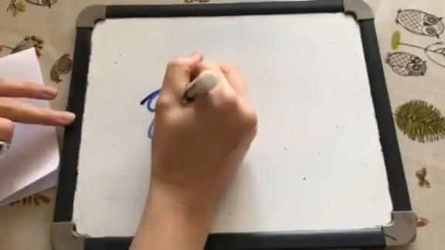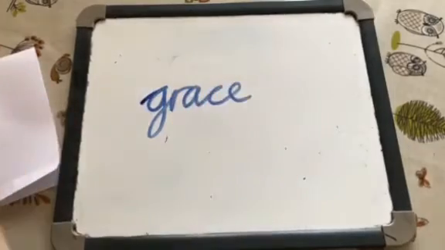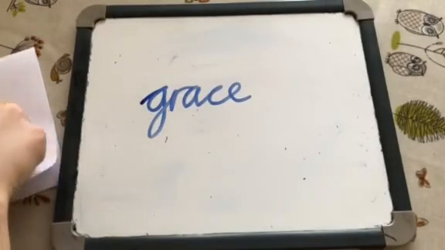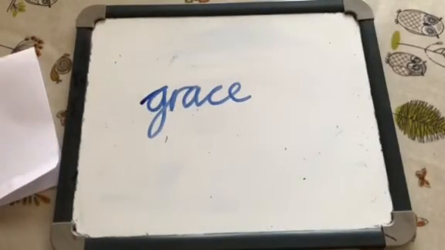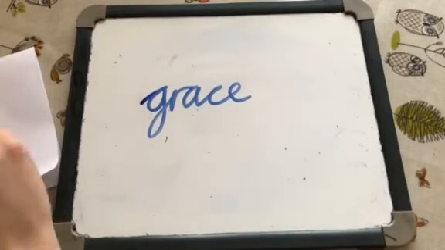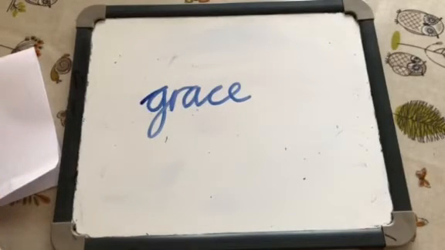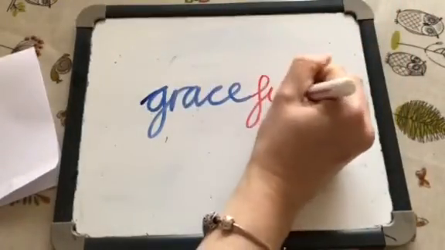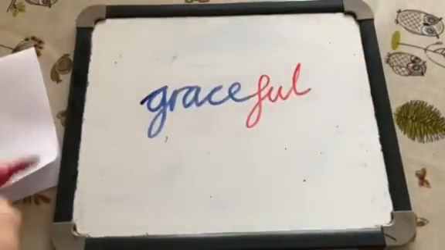Grace to graceful. Talk about ballerinas are very graceful. They move very elegantly. Swans, they're also very graceful as they glide along the ponds and the rivers and the water. Grace to graceful. That's right, I just add on my full suffix.